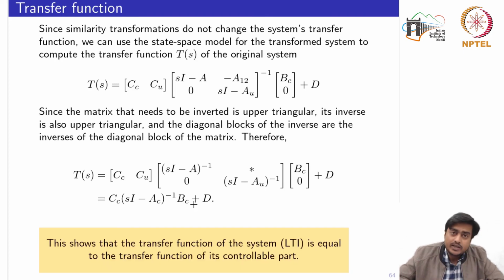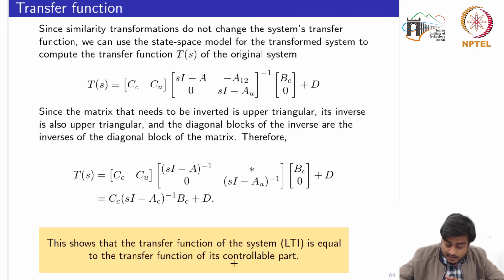Since you can also use this property that under any similarity transformation the transfer function does not change, once we have the explicit representation of the controllable and uncontrollable parts, we know that the transfer function is basically the representation only of the controllable part of the system. What it also implies is that whenever a transfer function is given to you, those plants are always controllable. Okay, and this would be equal to the transfer function of the original system. So this shows that the transfer function of the system is equal to the transfer function of its controllable part. This is the important conclusion.